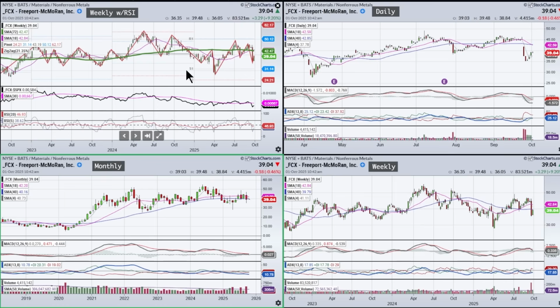I don't know that there's a significant amount of downside. I just don't know that there's a whole lot of upside in this either. But let's take a quick look. I've got a couple of stocks that I think look interesting.